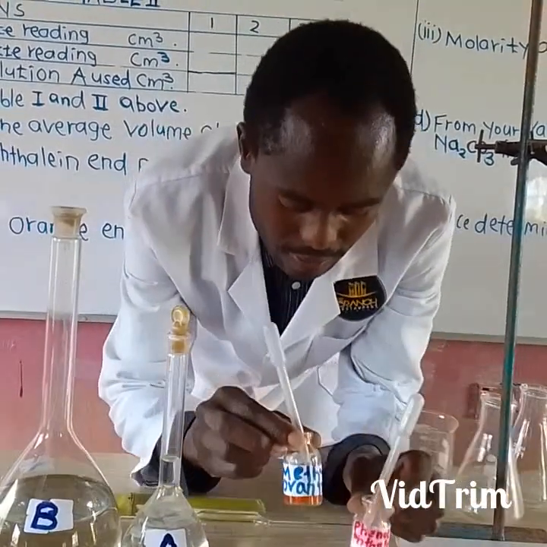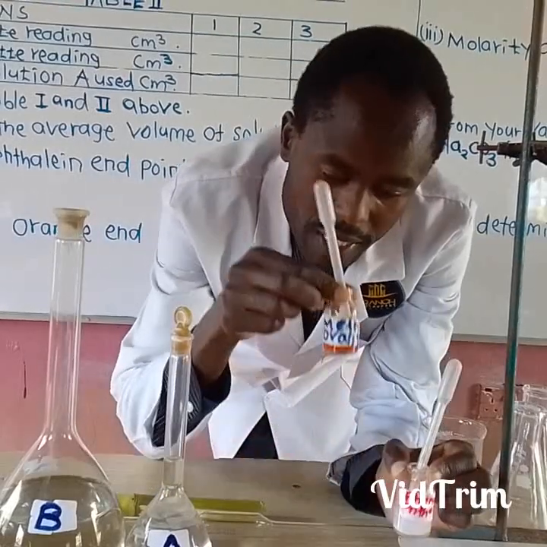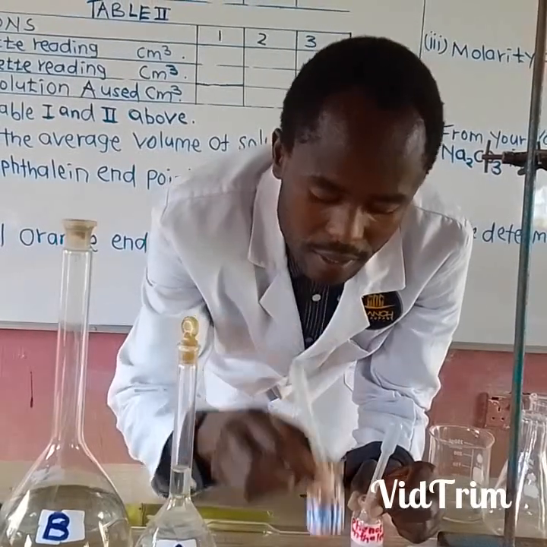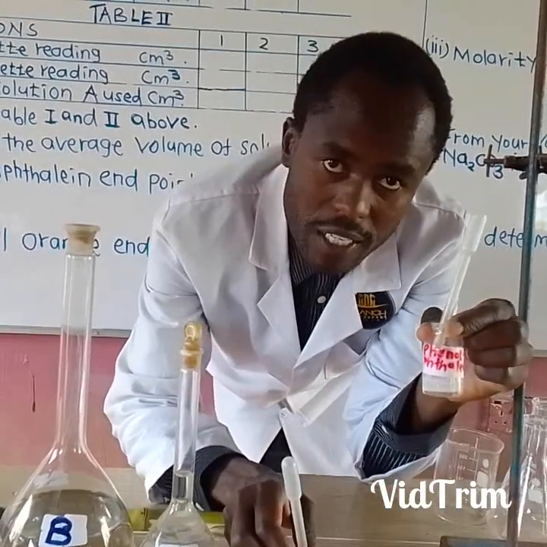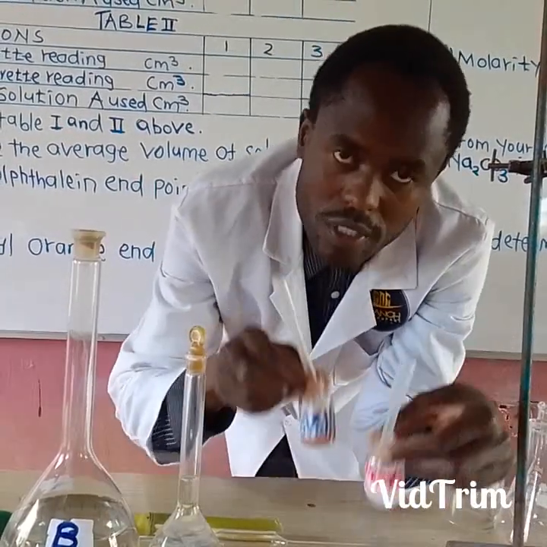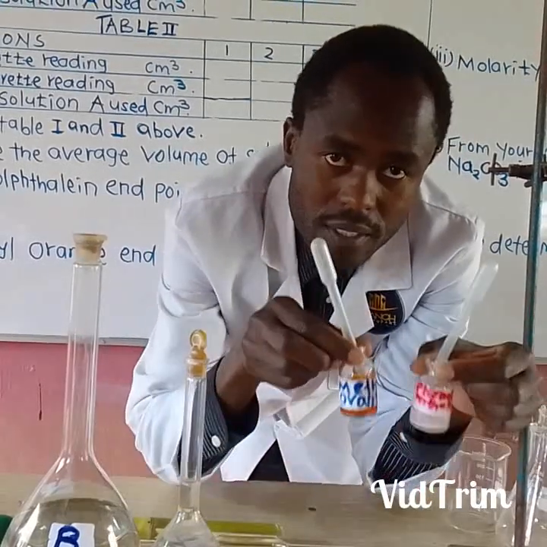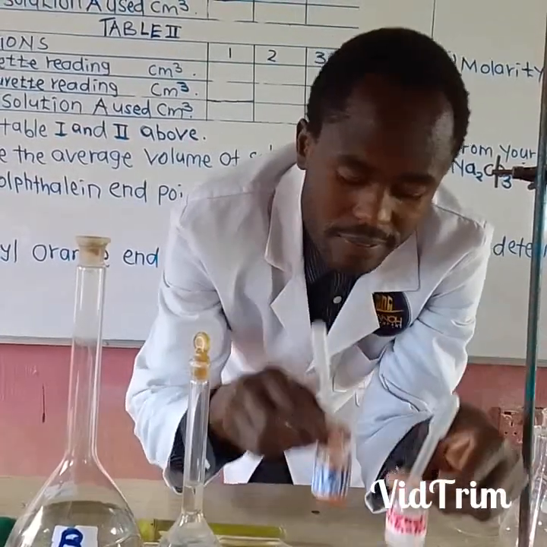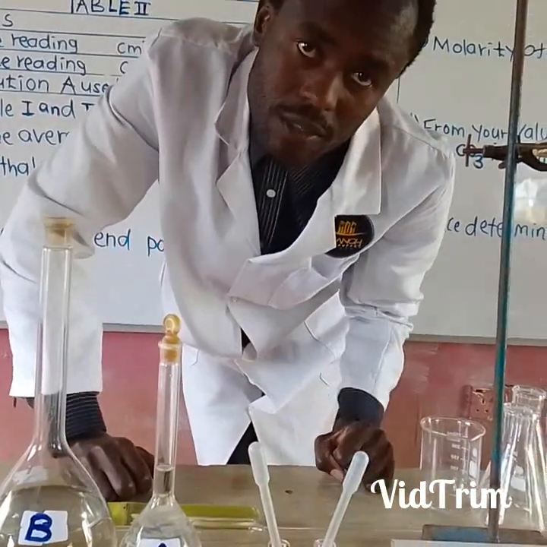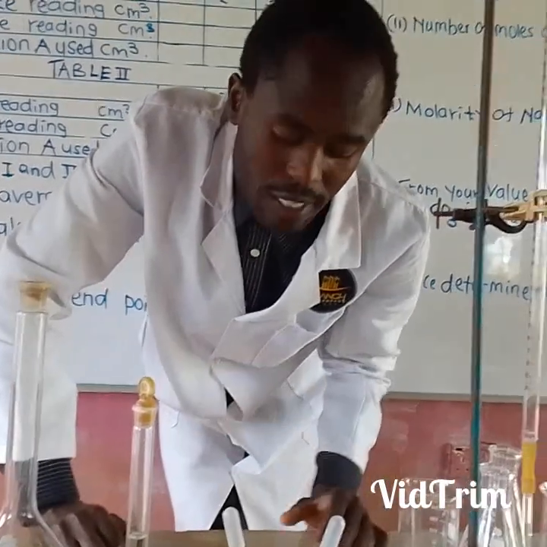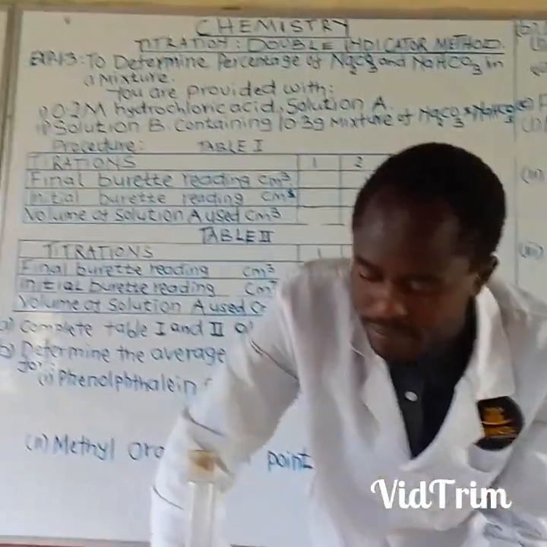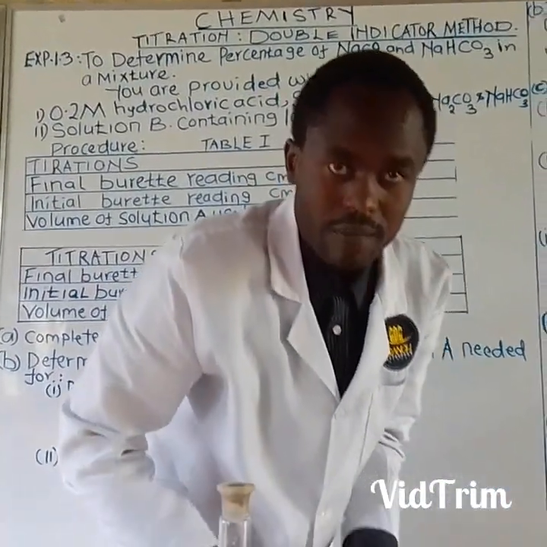Then I have two other solutions. These are indicators. We have methyl orange indicator with a dropper. Then we have phenolphthalein indicator with a dropper. So these two solutions are normally used with a dropper. Is it okay? Without wasting time, I have apparatus also. I'll take you through it later. But meanwhile, let us focus on the board for 1 minute.